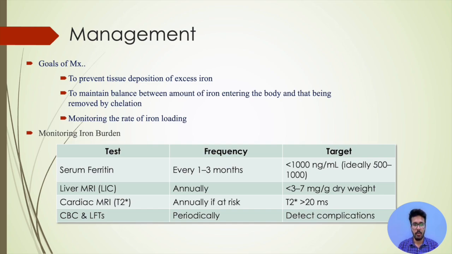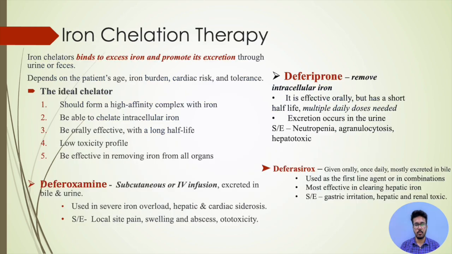Liver MRI for liver iron concentration is done annually. Cardiac MRI should also be done annually. CBCs and LFTs can be repeated periodically to assess organ functions and to detect early manifestations. Iron chelation therapy. Iron chelators bind to excess iron and promote its excretion through urine or feces. The choice depends on the patient's age, iron burden, cardiac risk, and tolerance.